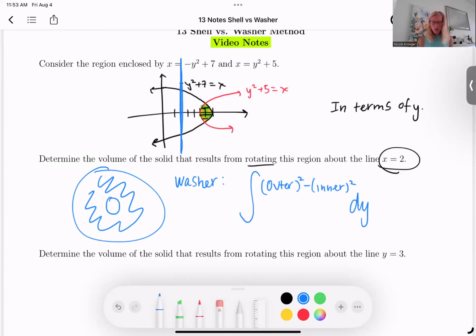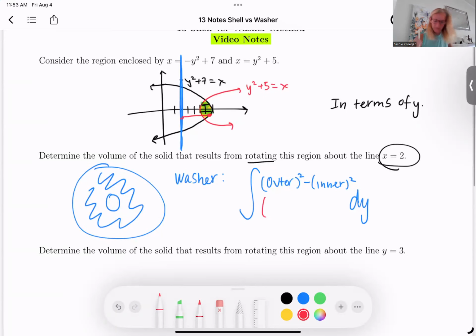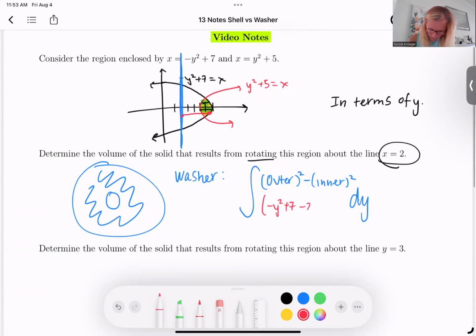Okay, so my outer radius is the distance from the line I'm rotating about to the second function that I bump into, which is going to be that black function. As always, I do right minus left if I'm doing things in terms of y. So for my outer radius, my rightmost function is that black curve, negative y squared plus 7, minus the blue function, which is x equals 2. So we're going to subtract 2 from that.